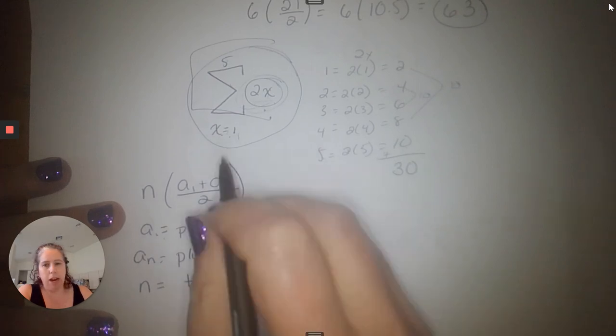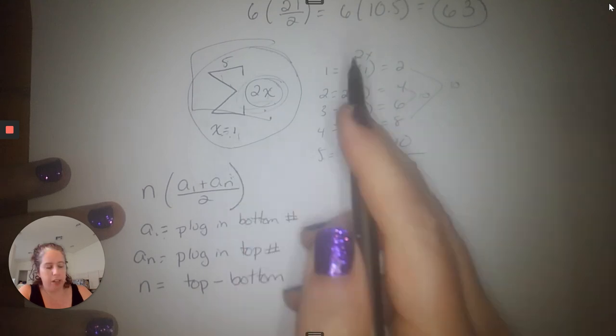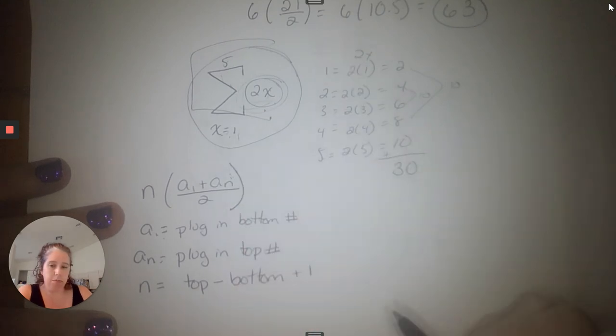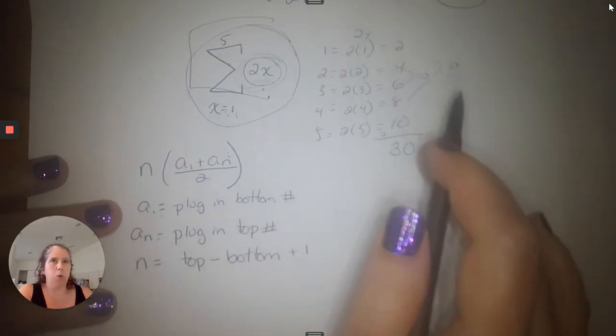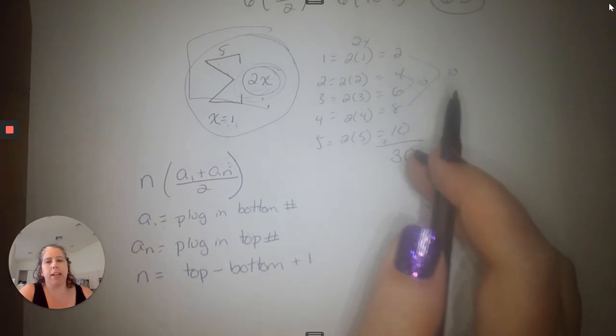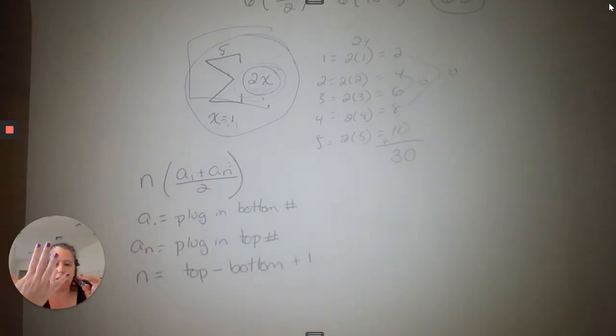Okay, so the top number, so 5 minus 1, and then you're going to add back 1. Okay, so the reason why you got to do that is because you got to count from 1 to 5, right? So if I go 1, 2, 3, 4, 5, that's 5 numbers, correct? So you can't just subtract them.